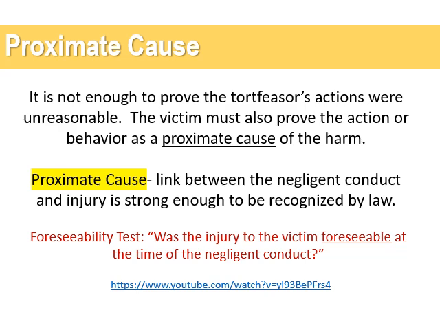There's a direct relationship. What the courts are going to do in order to determine whether something was proximate cause or not is they're going to apply a foreseeability test. And what the court is going to ask is, was the injury to the victim foreseeable at the time of the negligent conduct? In our example of the dog biting the pedestrian, the answer probably would be yes. One could foresee or predict that something like that could potentially happen.